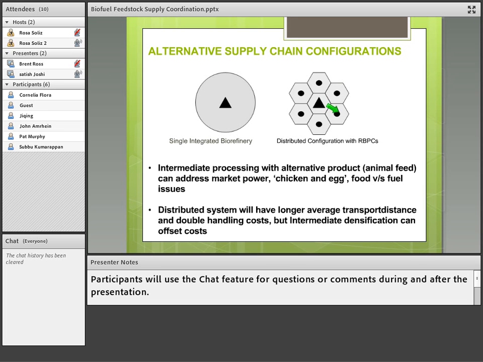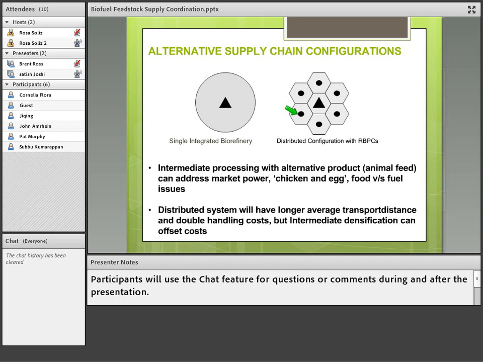pre-processing centers. We pre-process the biomass that's coming in, and the idea here is that hopefully it will reduce transport costs because you are going to pre-process it to densify it, to chop it and pelletize it, and that way it might reduce your transport costs. And by mixing it, you can have more uniform quality, easier storage, and better transportation properties for the pre-processed biomass.